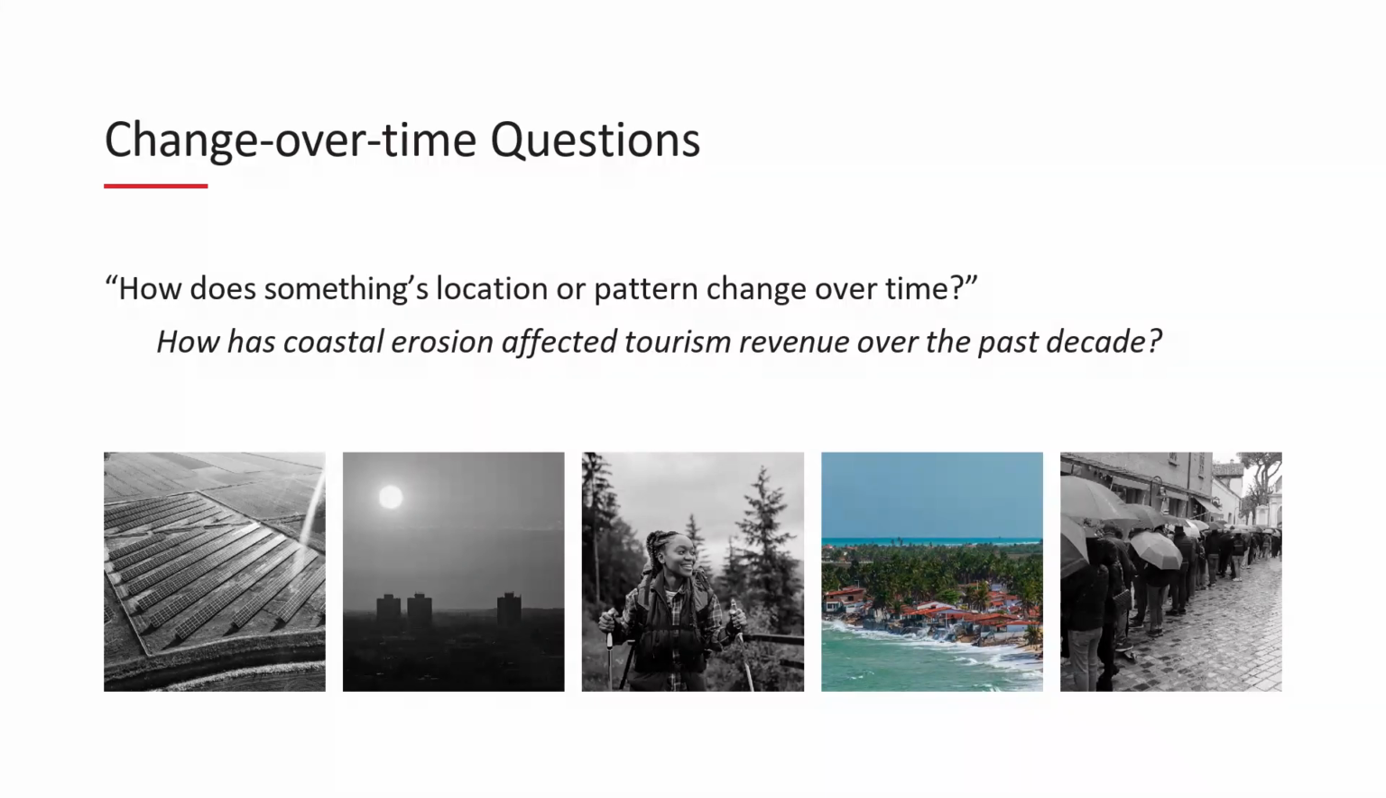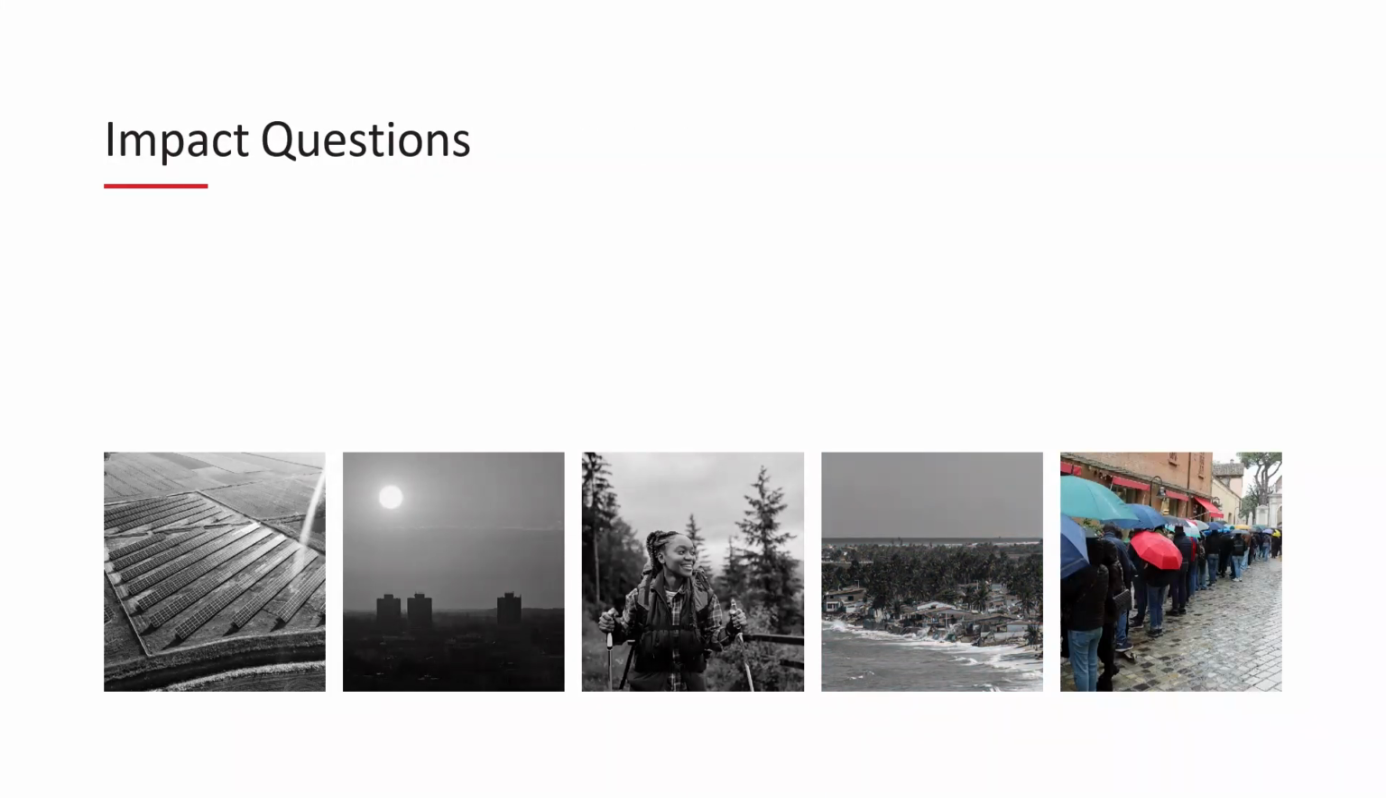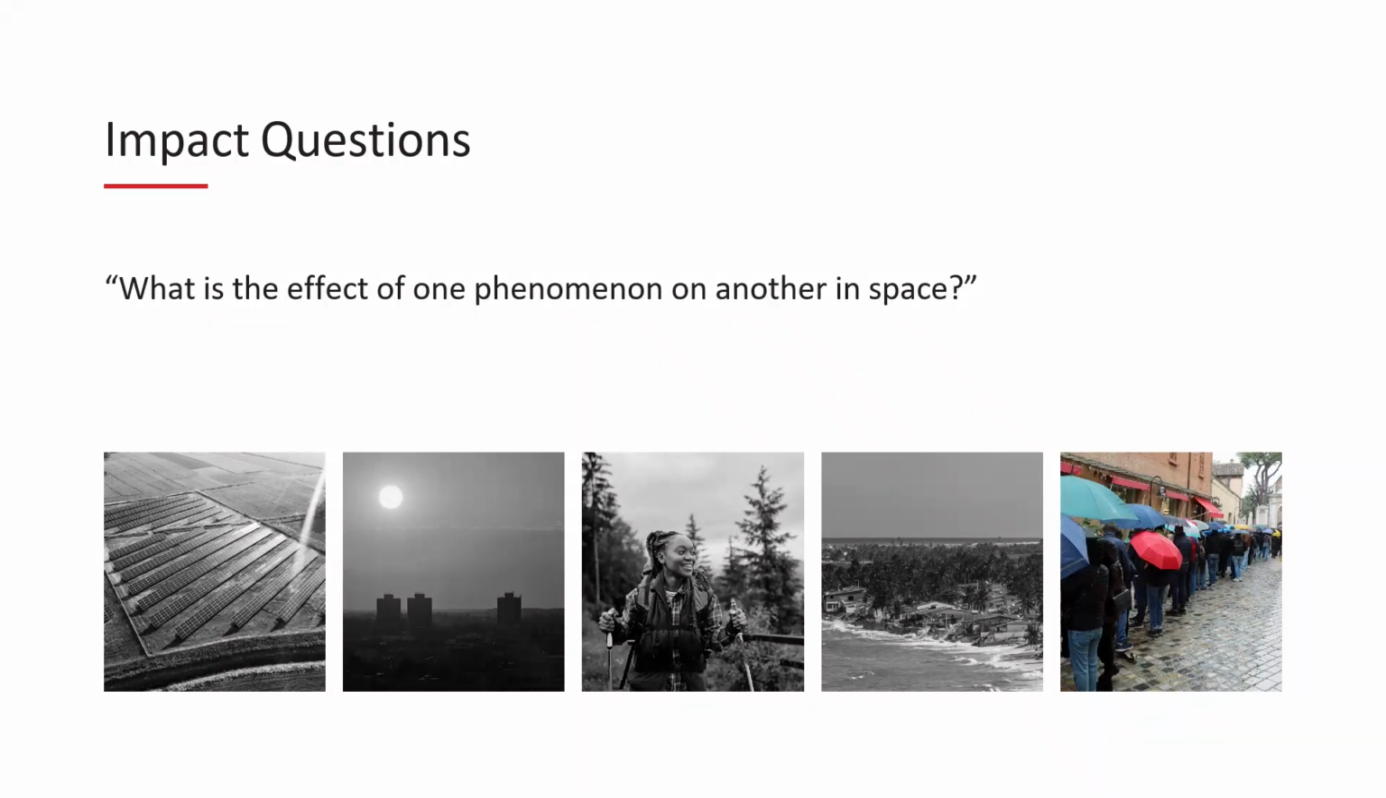And then impact questions ask, what is the effect of one phenomenon on another in space? So how does rain affect voter turnout in local elections? Do folks end up staying home, or is this prevented by mail-in voting? And while each of these questions is related in some way to physical geography, geographic questions are not limited to geographers or to geography majors. They can be applied from any disciplinary perspective as long as they consider location, spatial patterns, relationships, change, and/or impact in terms of space, place, or scale.